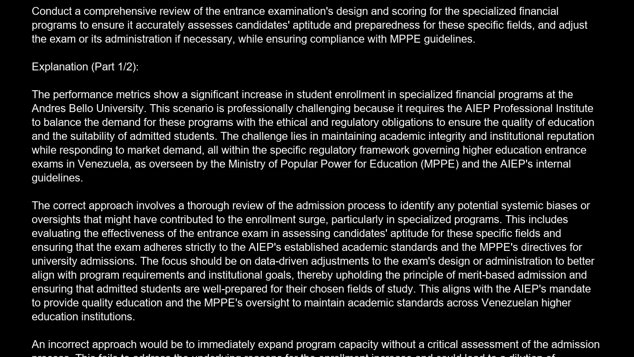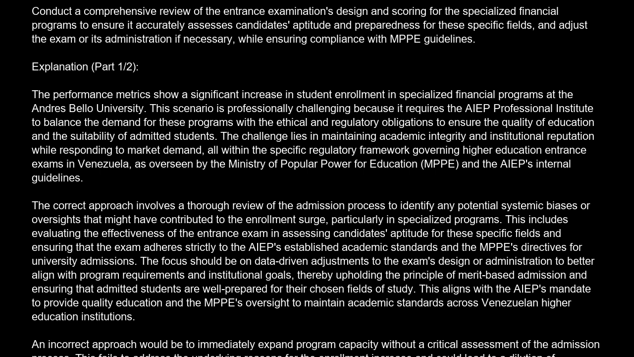The correct answer is B. Conduct a comprehensive review of the entrance examinations design and scoring for the specialized financial programs to ensure it accurately assesses candidates' aptitude and preparedness for these specific fields, and adjust the exam or its administration if necessary, while ensuring compliance with MPPE guidelines. Explanation.